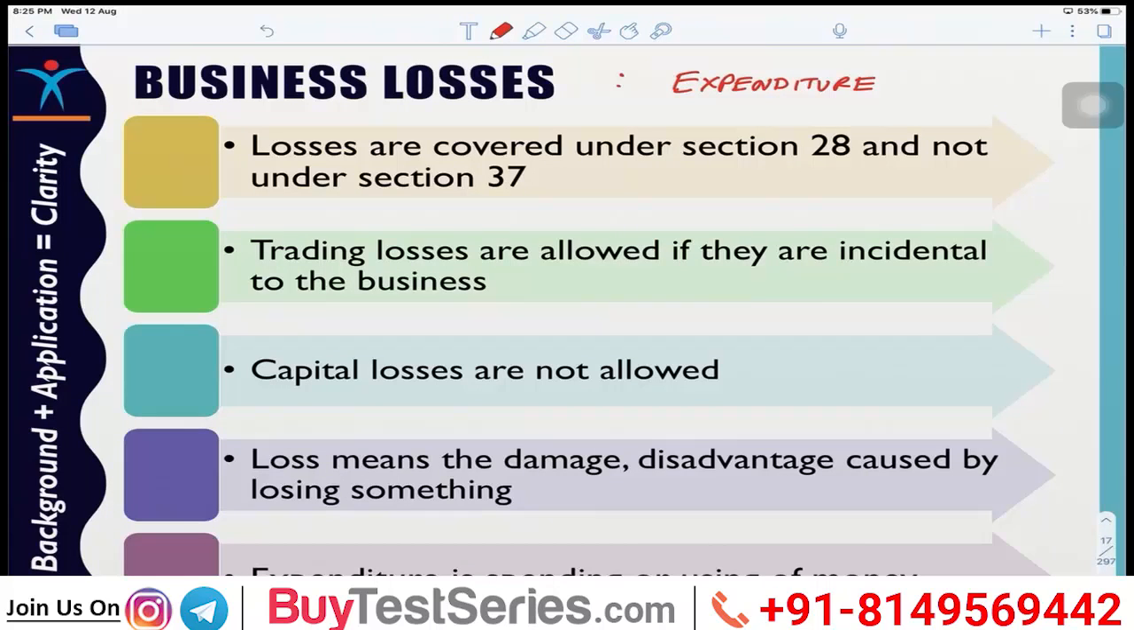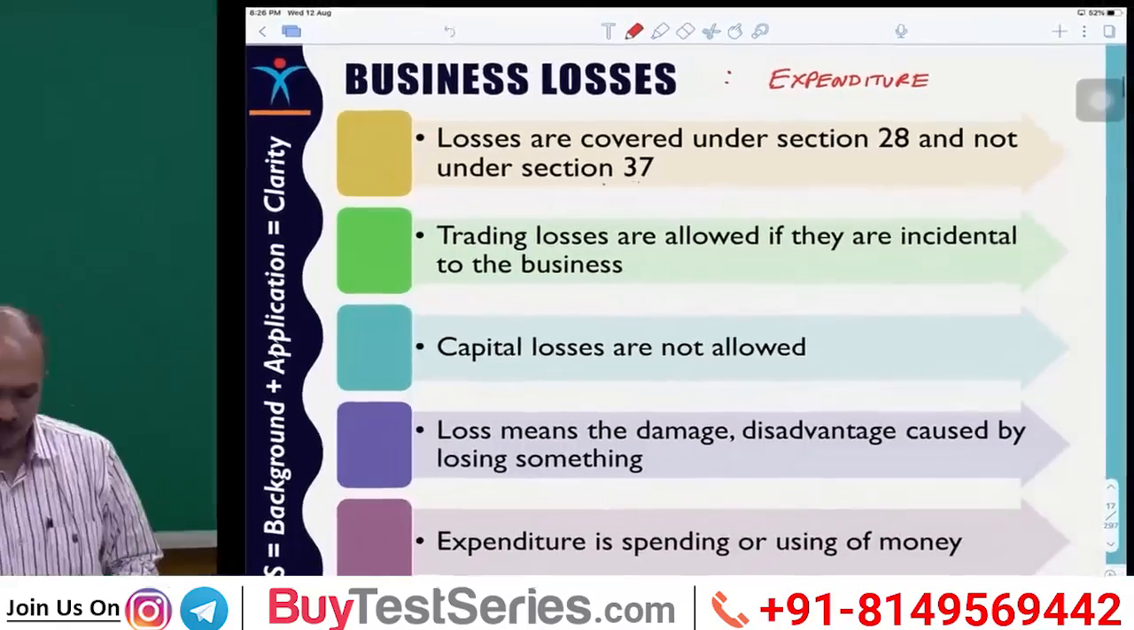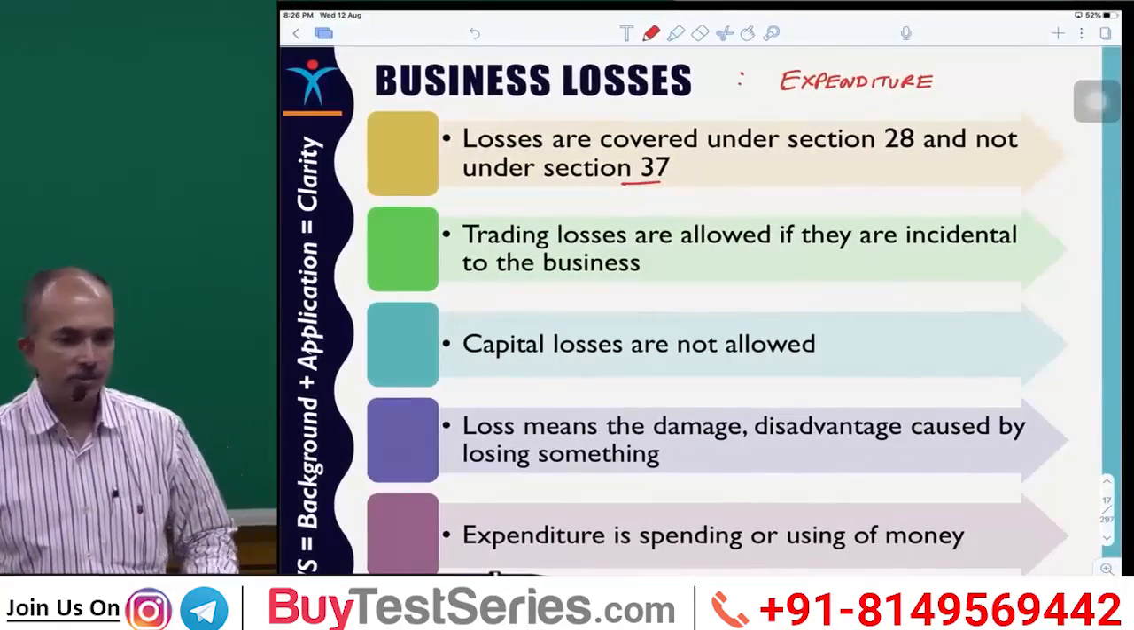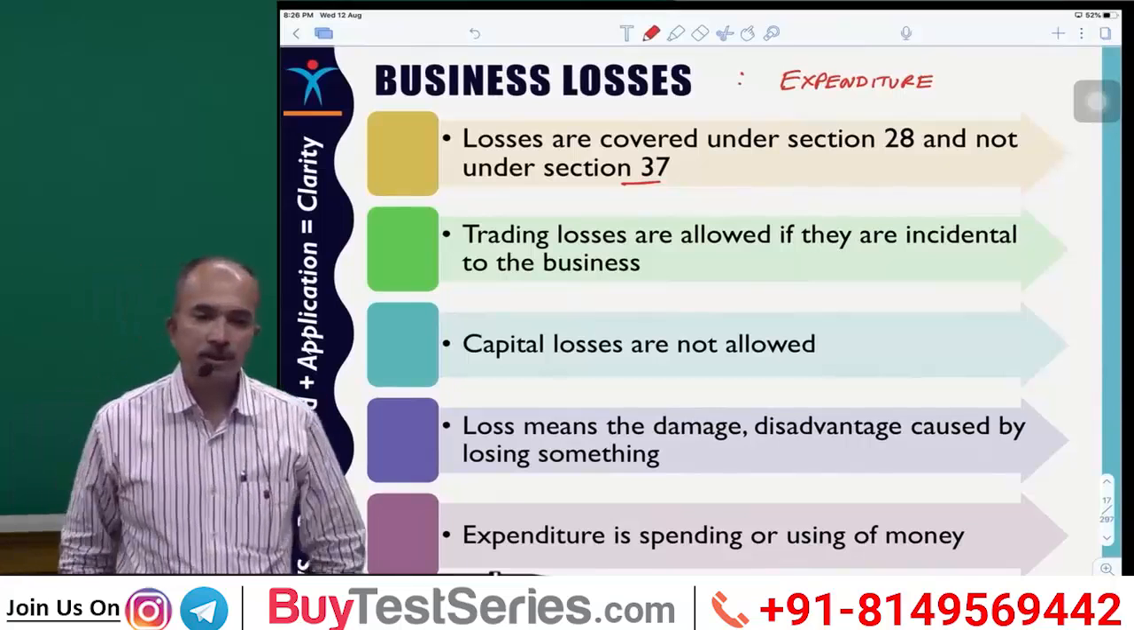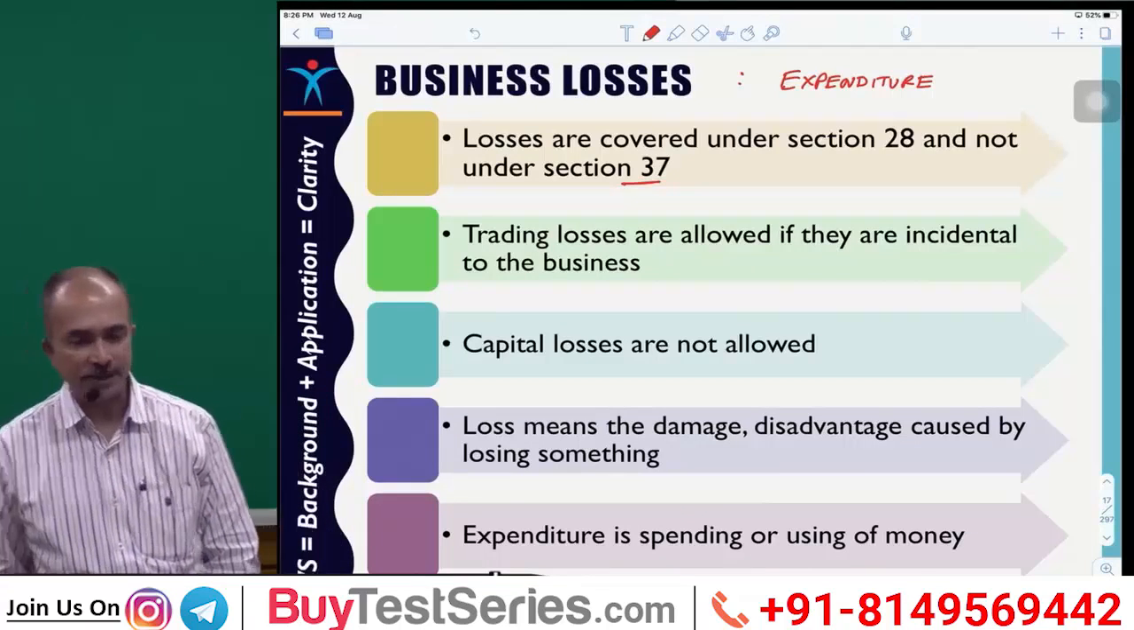When I spend some money for my business, I incur some expenditure for my business. It is a business expenditure. And business expenditure in income tax is given under section 37. So under section 37, I am allowed to claim a deduction for a business expenditure.